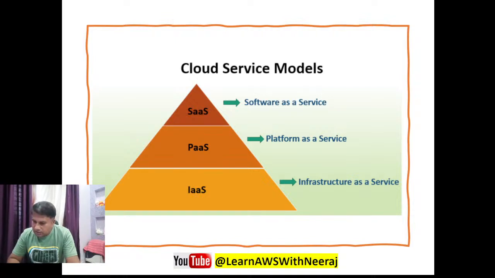Okay. Next question is, can you give a real example of PaaS and IaaS? Yes, definitely we can do that. Starting with IaaS, infrastructure as a service. Very simple. You requested a server which has 32 GB of RAM and 2 terabytes of storage because you are running an e-commerce website. So you requested infrastructure. That is an example of IaaS.